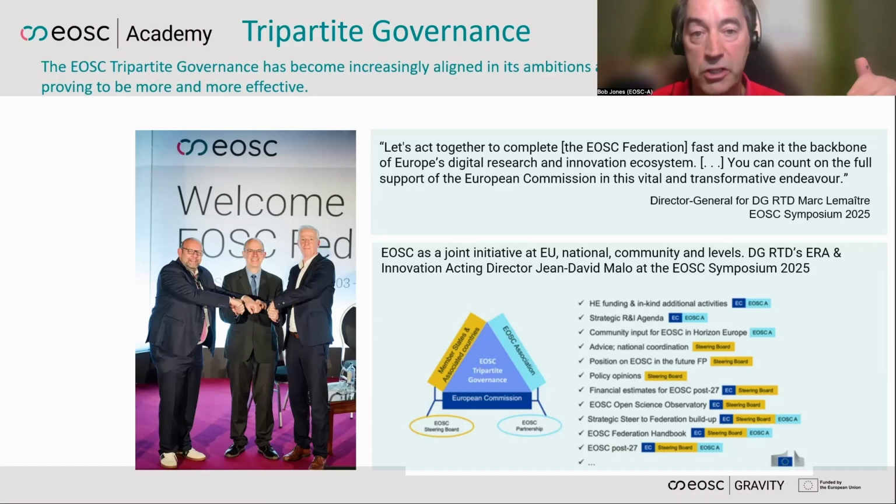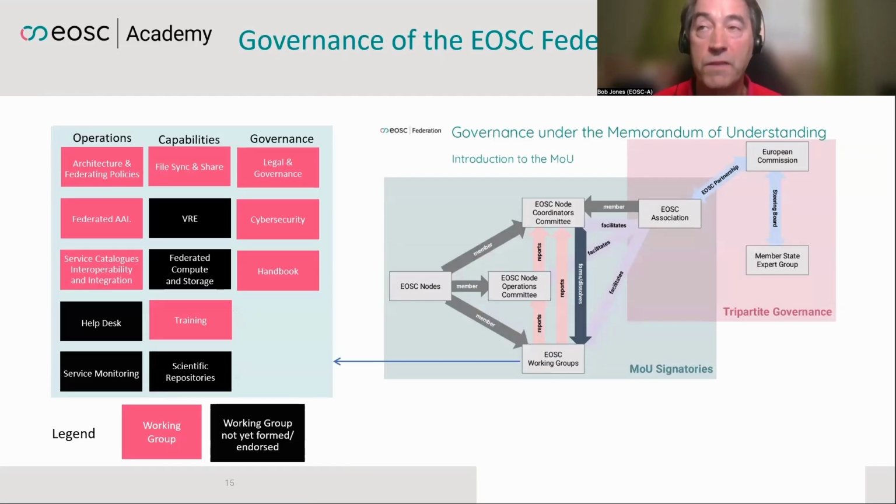If you want the sort of strategic and political level, deeper down, that's been evolved in 2026 with the introduction of something referred to as the Memorandum of Understanding, specifically for the Federation. And we can see how that works. So in the right of this slide, in the pink box, you can see again a representation of the tripartite with the European Commission, member states, associated countries, and the EOSC Association. And the EOSC Association has been nominated by the tripartite with responsibility for overseeing the development of the Federation.